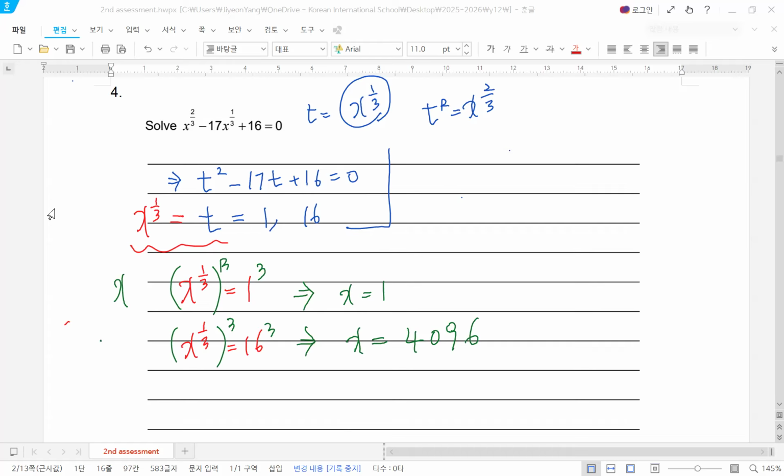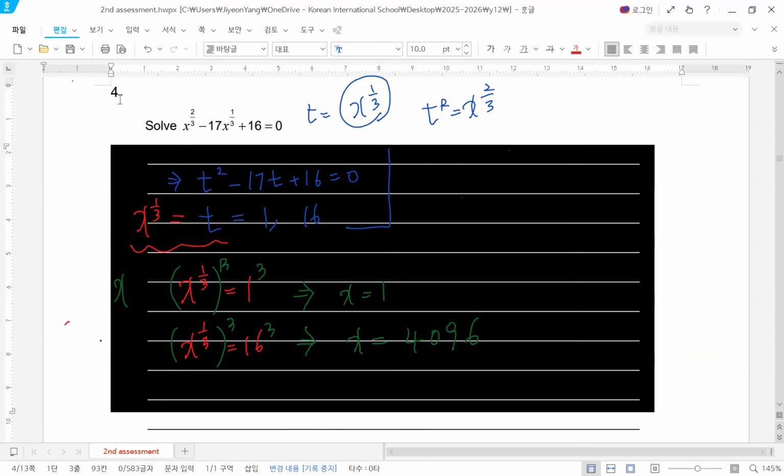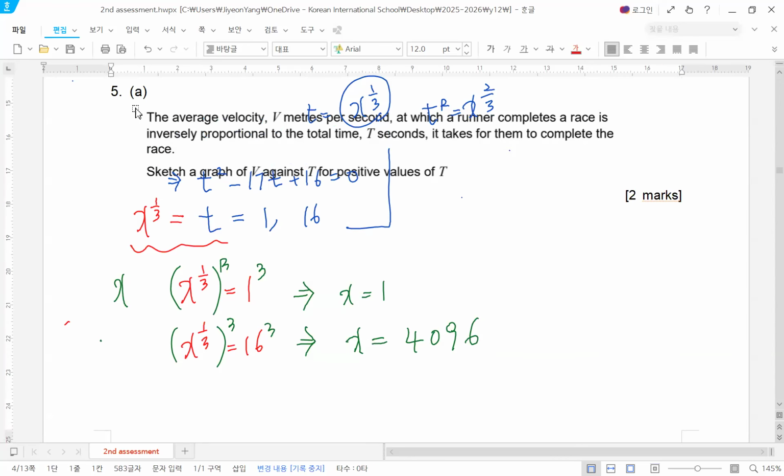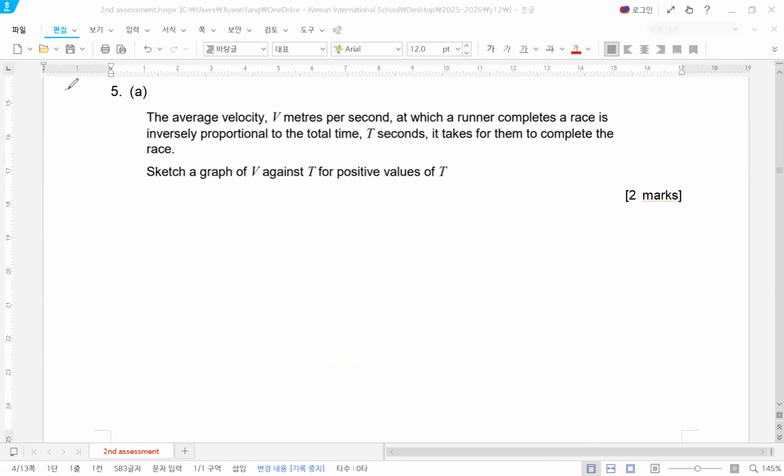Thank you. So this question is a very easy type of quadratic-type equation, and we've dealt with this question so many times. And question number 5. Serena, please read this one.